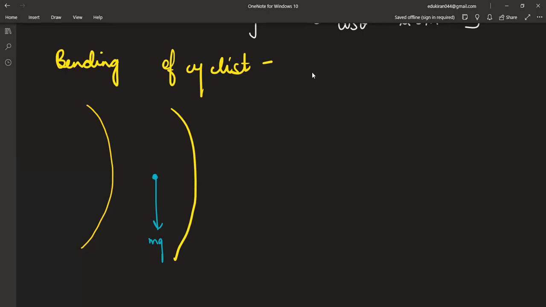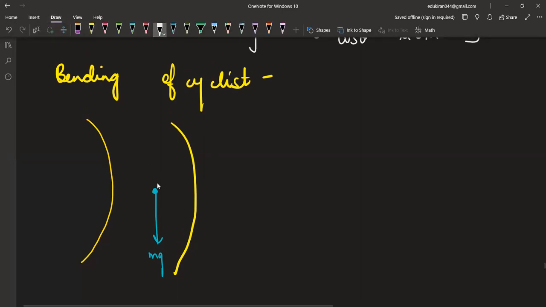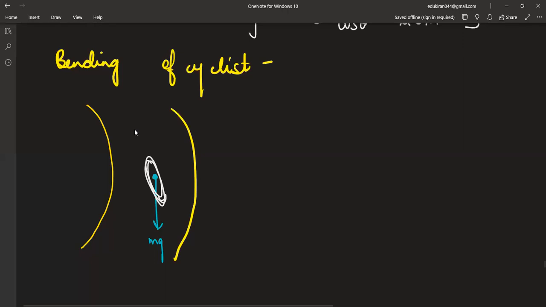So what you have to keep in mind when you get a question on bending of a cyclist is that normal reaction cannot be straight this time, because the cycle's tires have been tilted like this. So normal reaction will also be like this during the turn. This is what you have to keep in mind. Otherwise, the rest of the questions are similar to what we have studied.